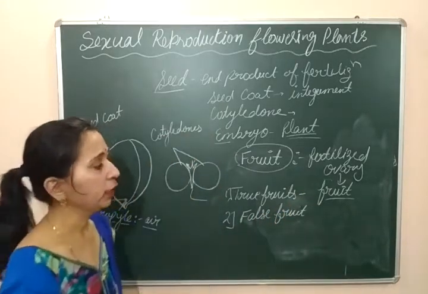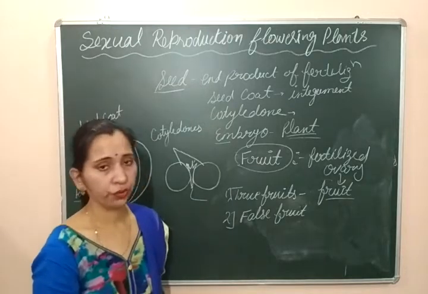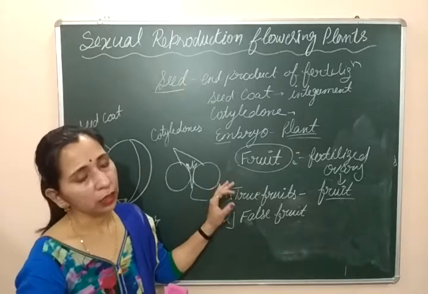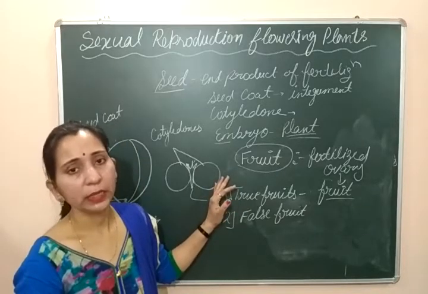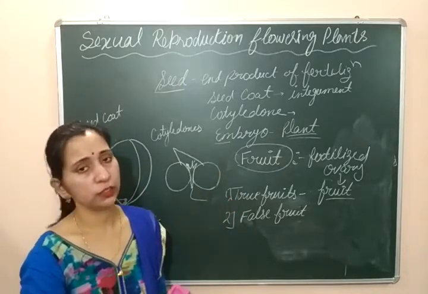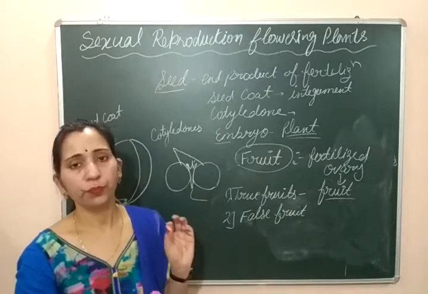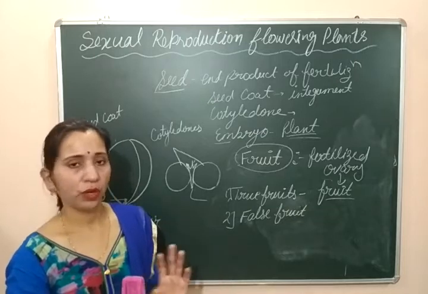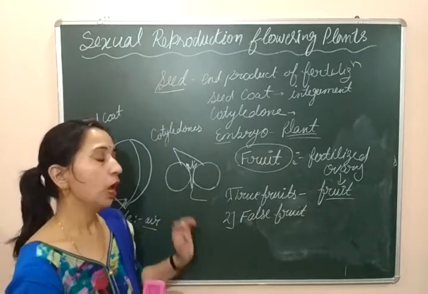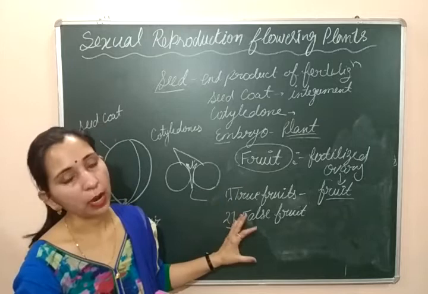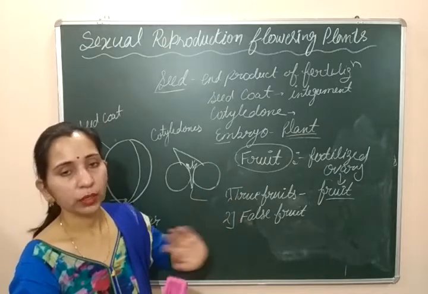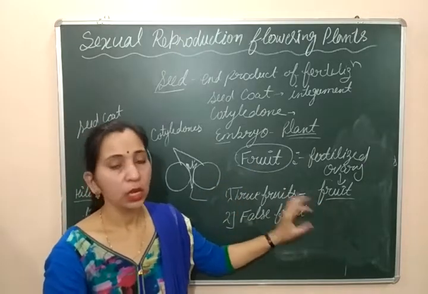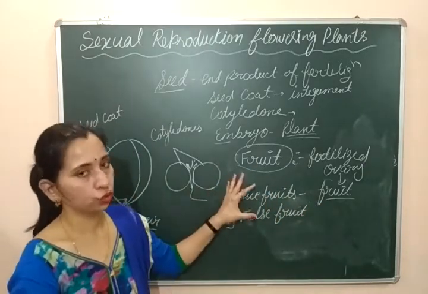In the case of true fruits, only the ovary will take part in the fruit formation. Here, all other parts of the flower fall off. After fertilization, there is no need of pistil, stamen, sepal, and petal. These parts of the flower are no more required. So, after fertilization, if all the parts of the flower fall off, and only the fertilized ovary converts into the fruit, such fruits are known as true fruits.